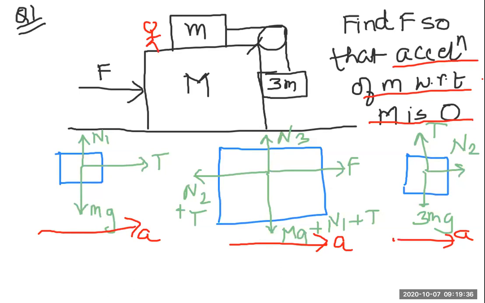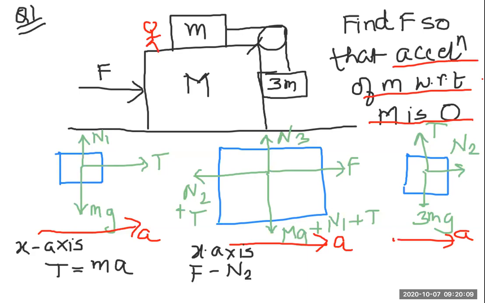Okay, so now let's write the equations. I am going to write the equation along the x-axis here because nobody has asked me to find N1. So I will write T is equal to ma. Here I'm going to again write along the x-axis because nobody has asked me to find N3. I don't want to get involved with N3. So here I will write F minus N2 minus T will be equal to capital M A.